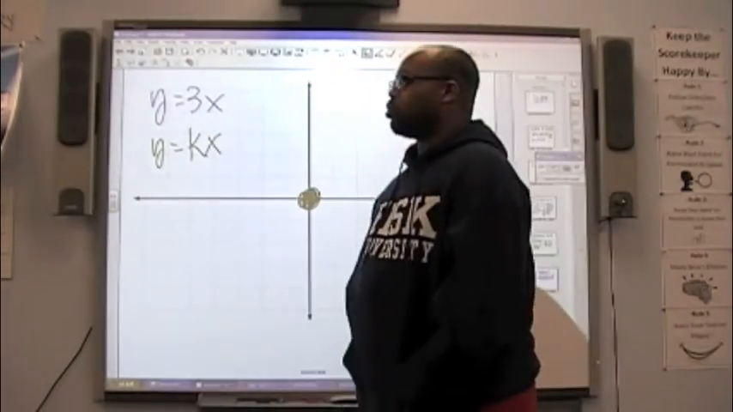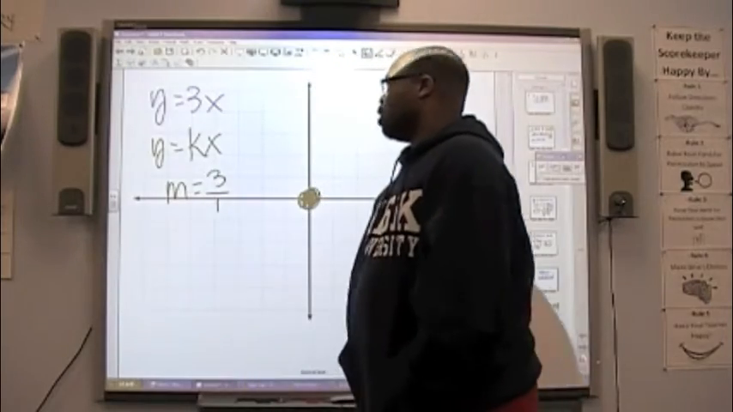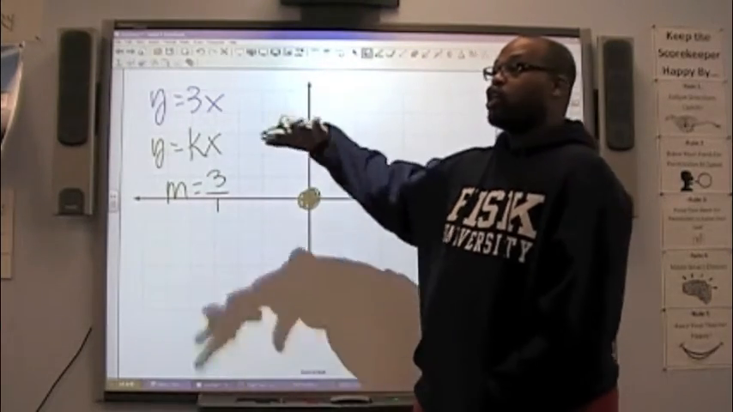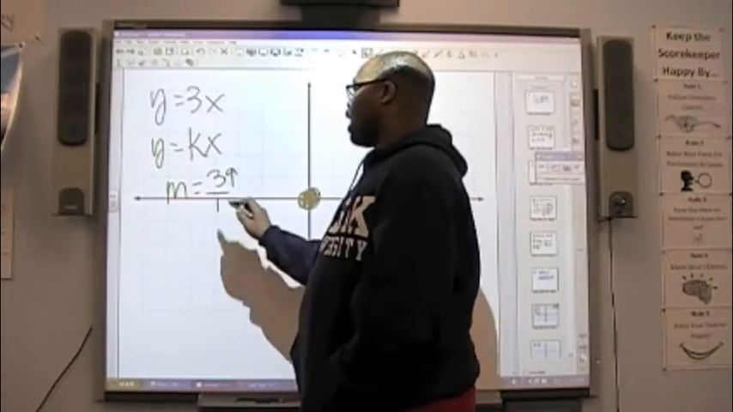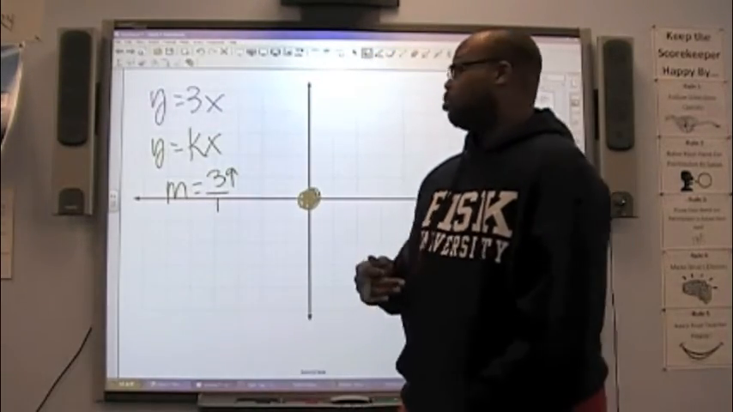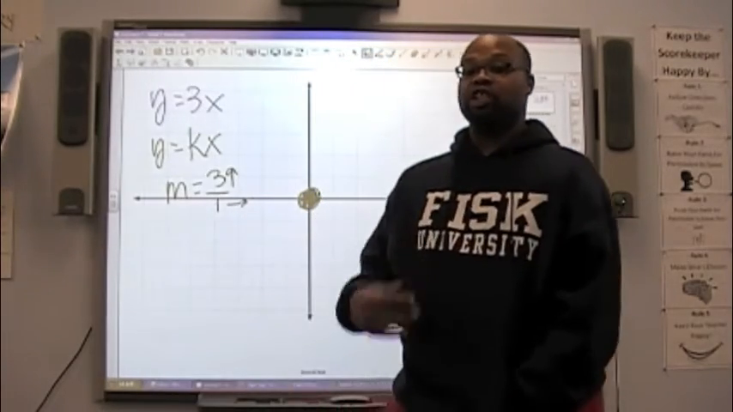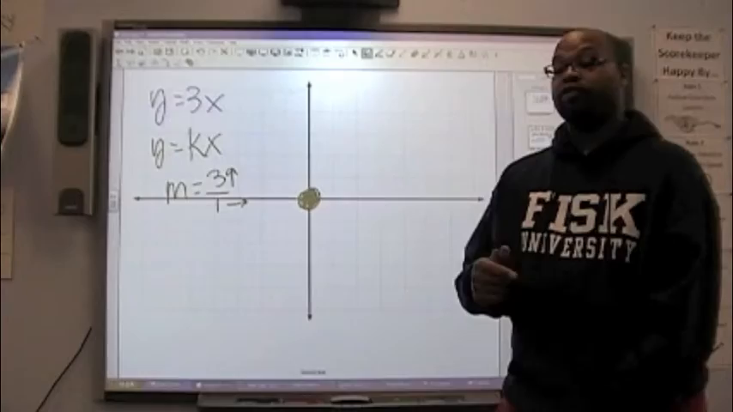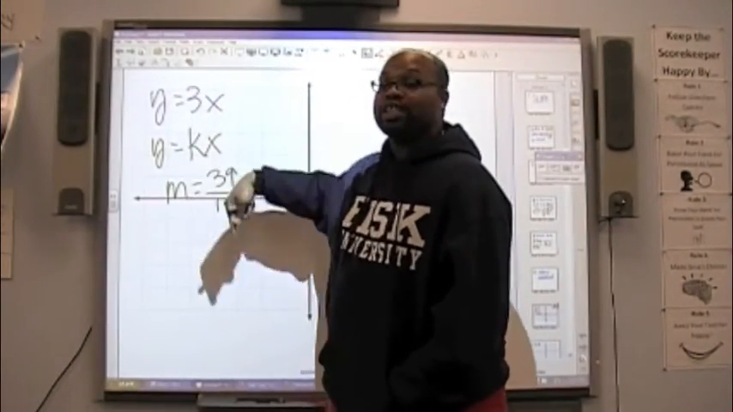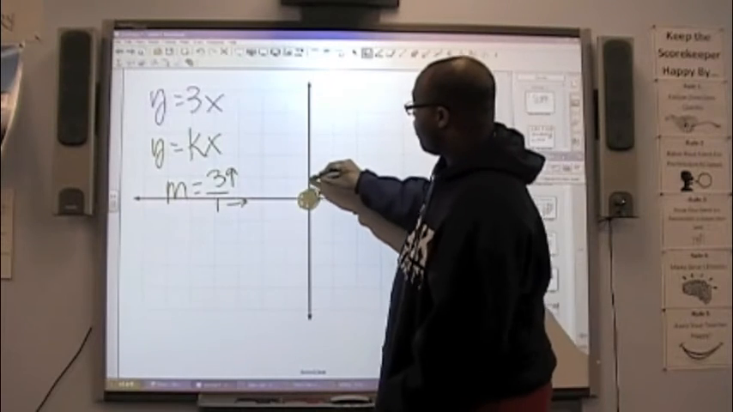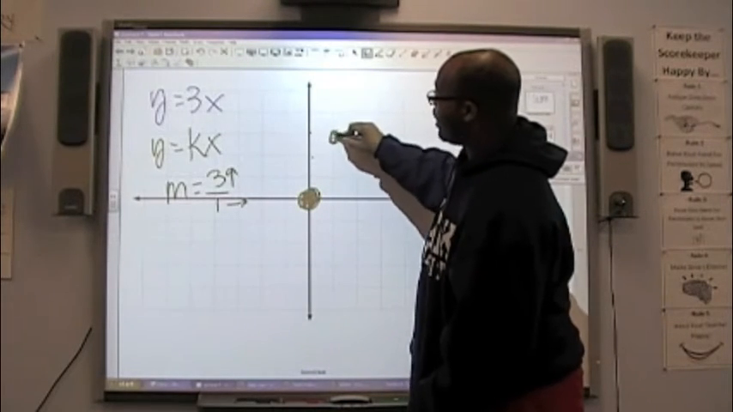And so our slope is 3, which can be rewritten as 3 over 1. And so a positive in your numerator means you rise 3 spaces up. A positive in your denominator position means you run 1 space to the right. Positive is to the right, negative is to the left. Positive in your numerator is up, negative in your numerator is down. And so 3 spaces up, 1, 2, 3. 1 space to the right, 1. Here is my next point.